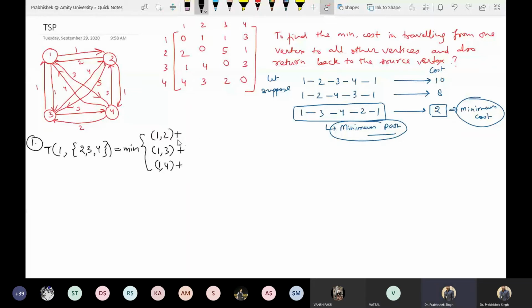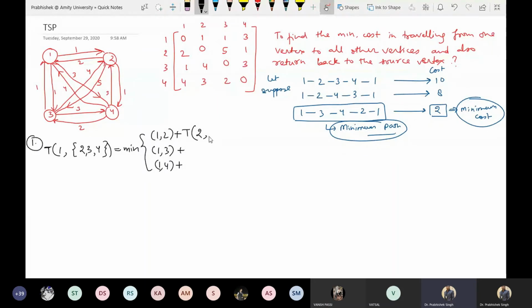Let's say we have taken the path 1 to 2. Then what do we have to do? We reached 2. Now we have to go from 2 to 3 and 4. We don't know whether we have to go from 2 to 3 or 2 to 4. But we know that our next problem is that we have taken the path 1 to 2, and after taking 1 to 2, we are at 2.